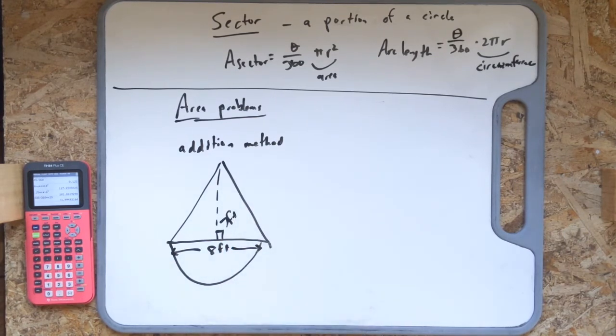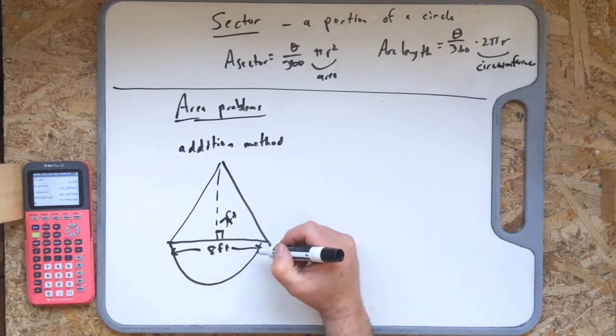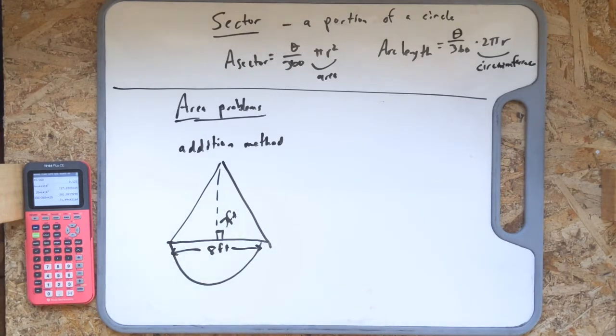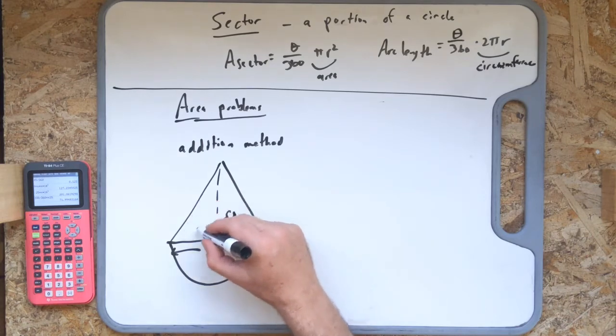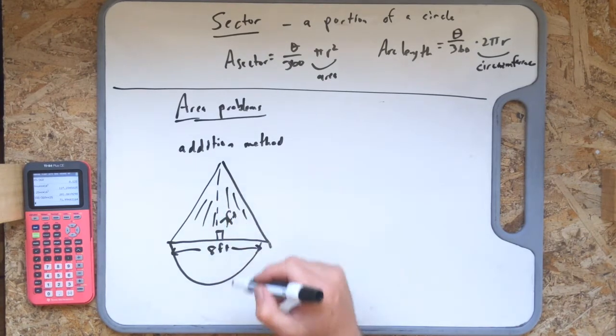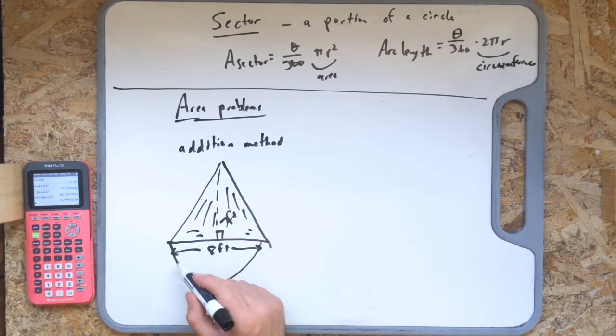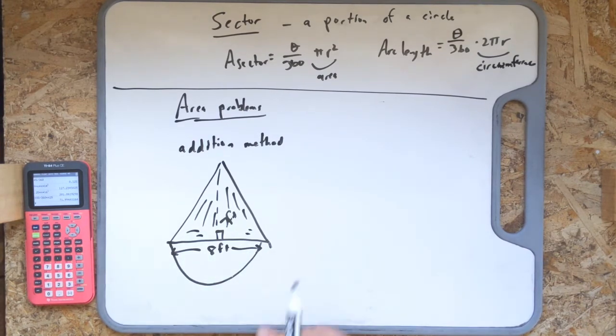Okay, so the addition method is when you have more than one basic shape put together. So for example, in this case, I want to find the area of this upside down very large ice cream cone, which consists of two pieces, a triangle at the top and a half circle at the bottom, which uses the sector area idea.